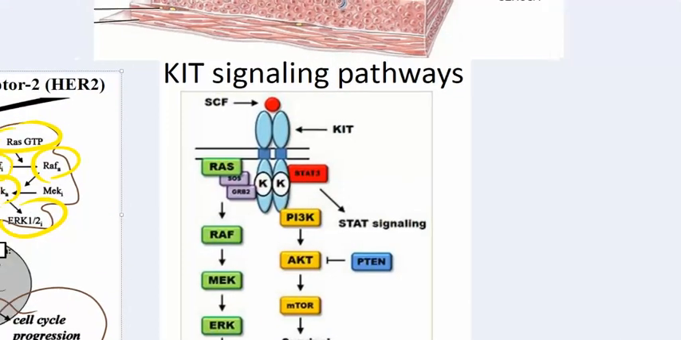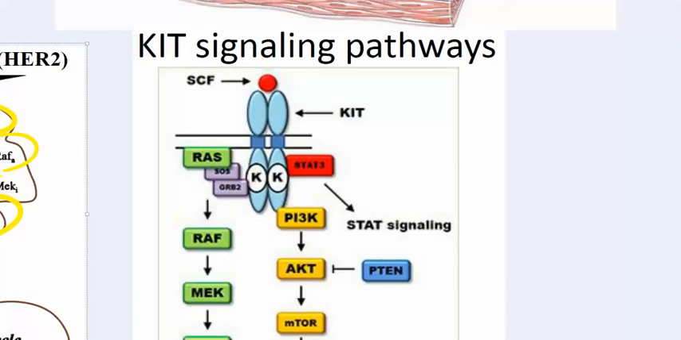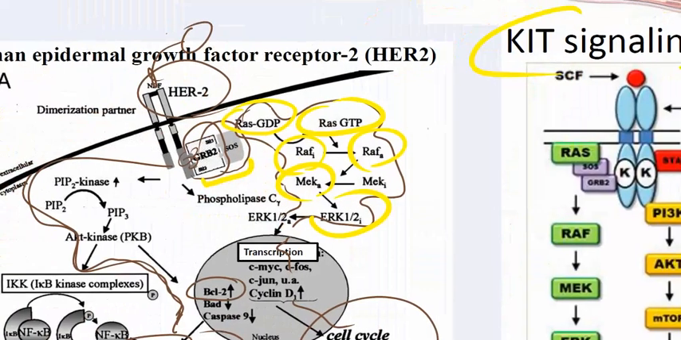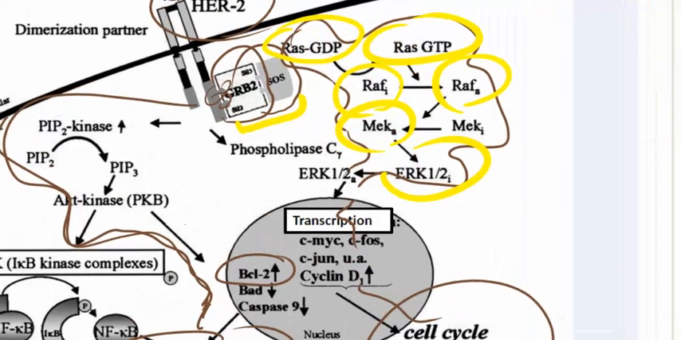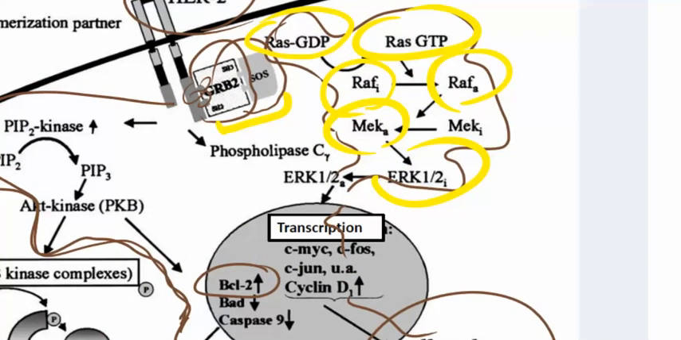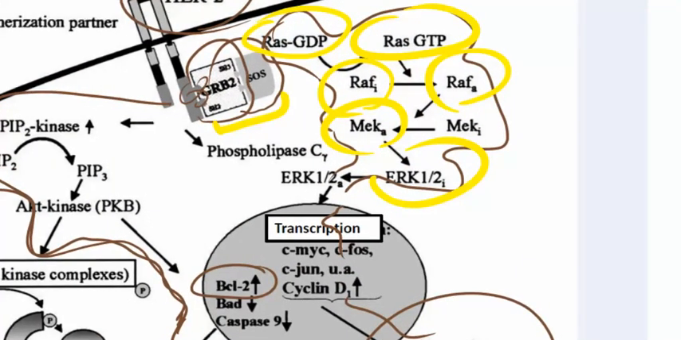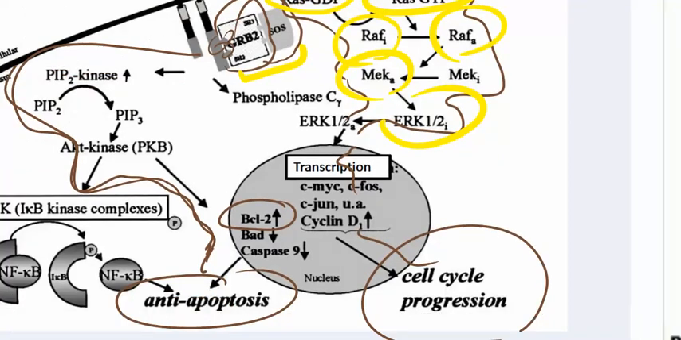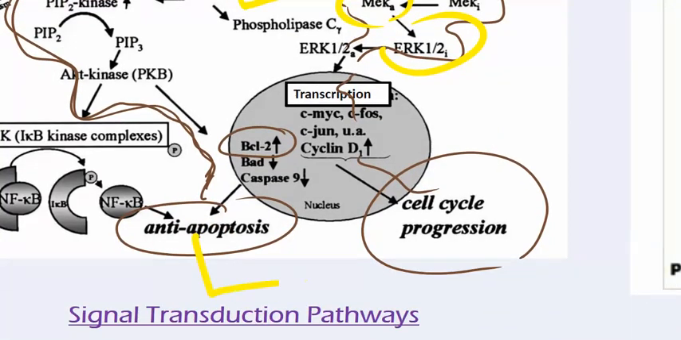Now we're looking at another example, the KIT signaling pathway. Sorry, on the last slide, I'm trying to figure out what is going to cause it, because aren't these opposing pathways? They're not opposing pathways. Both of these are leading to cancer. Oh, cell cycle progression. Okay.